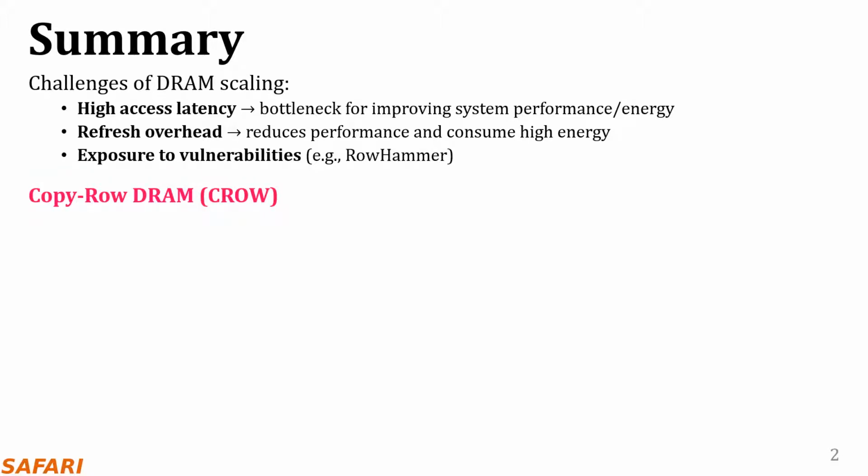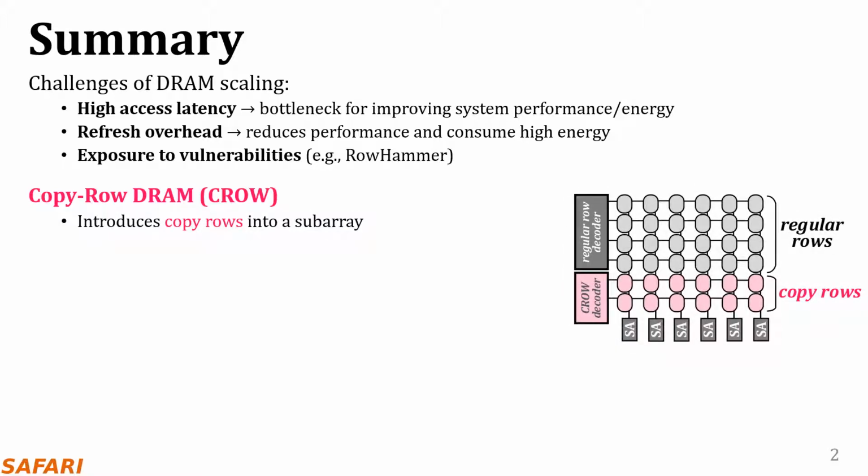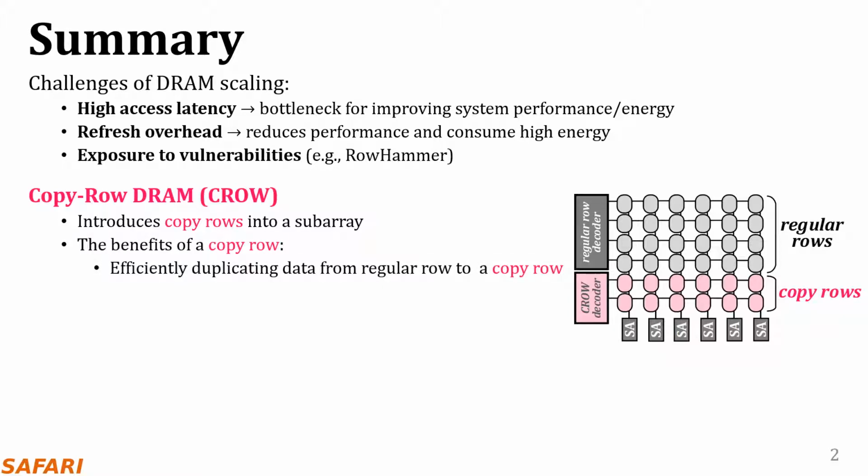To overcome these scaling challenges of DRAM, we develop a low-cost substrate, which we call Copy Row DRAM, or CROW. The key component of the CROW substrate is a copy row, which CROW introduces to a subarray in addition to the conventional regular DRAM rows. A copy row incurs a small area overhead, and it has three benefits.